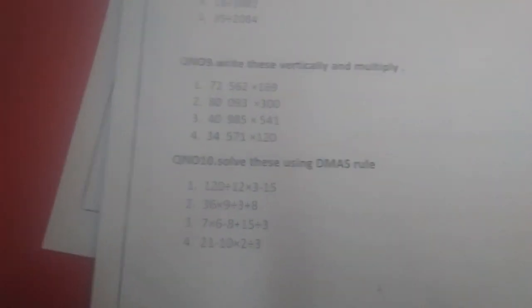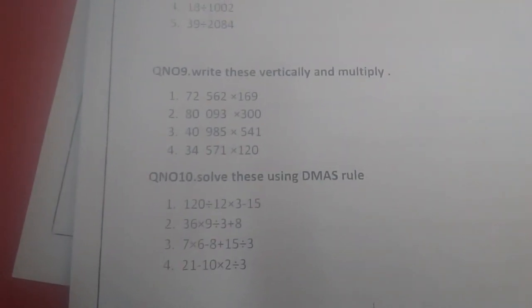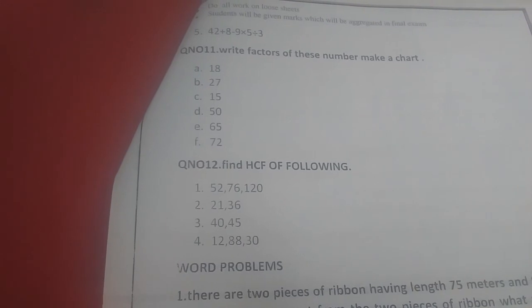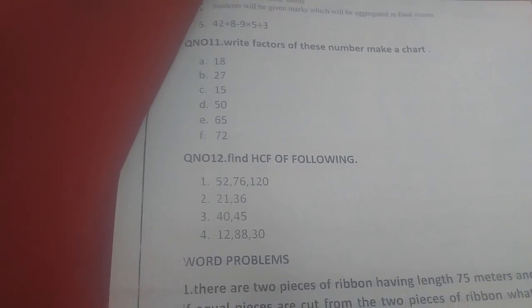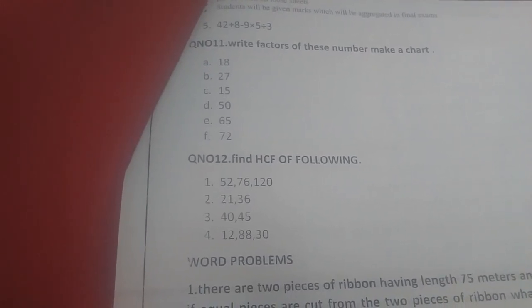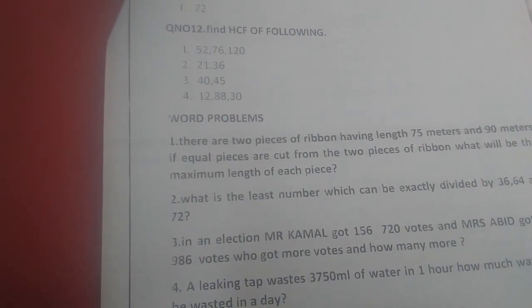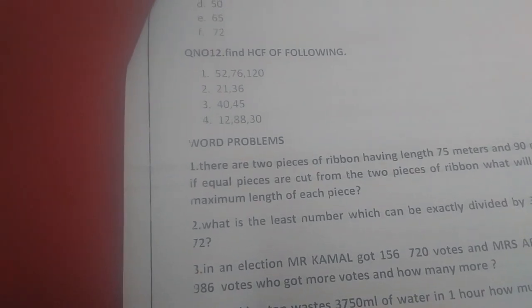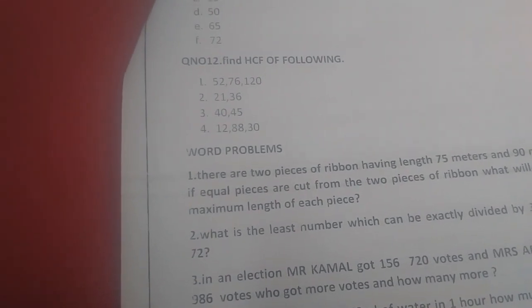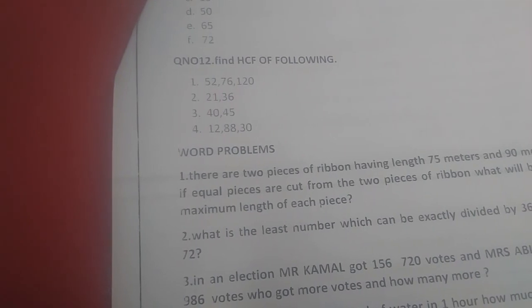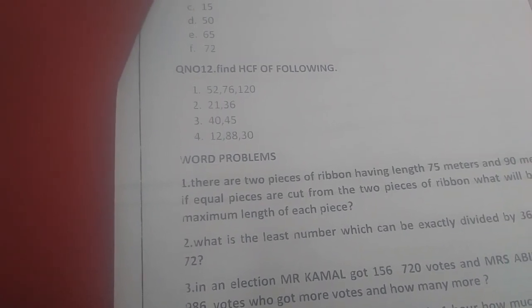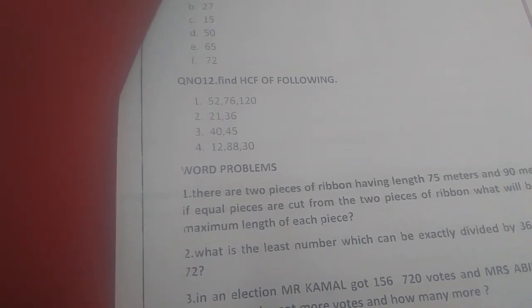For question number 10, you have to use the mass rule. For question number 11, you have to make the factors of all these numbers. Then you have to find out HCF of the following, and then you have been given some word problems. To solve all these problems, you will be provided some links. By using those links, you will be able to solve all of your maths work.